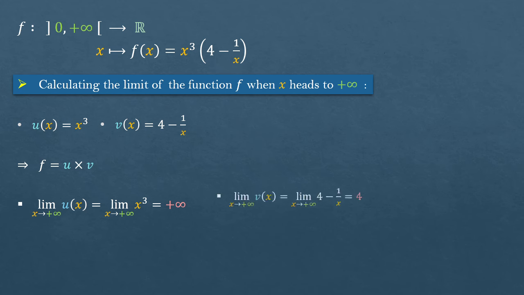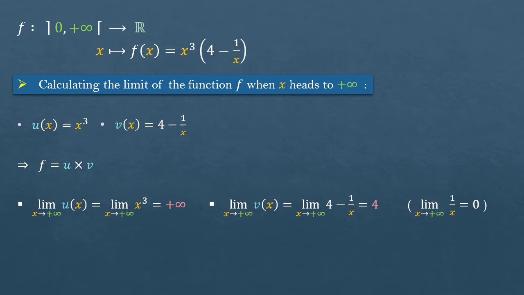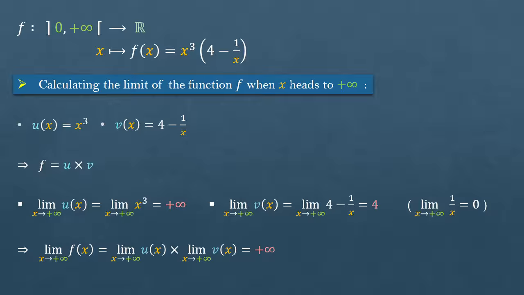Beside that, we have the limit of v(x) when x heads to positive infinity, which is equal to the limit of 4 minus 1 over x when x heads to positive infinity, and this limit equals 4 as the limit of 1 over x when x heads to positive infinity equals 0. Therefore, the limit of our function f(x) when x heads to positive infinity, which equals the product of the limits of u(x) and v(x) when x heads to positive infinity, equals positive infinity.